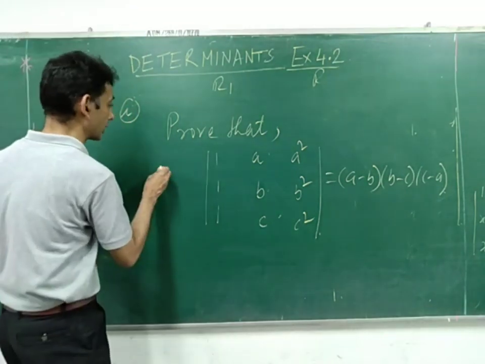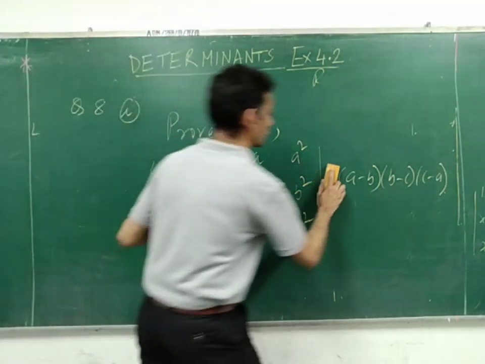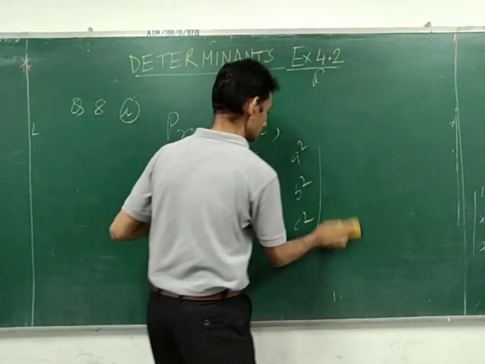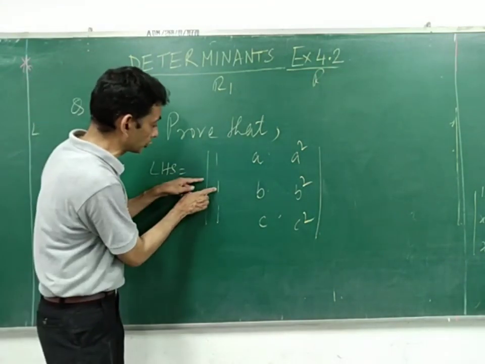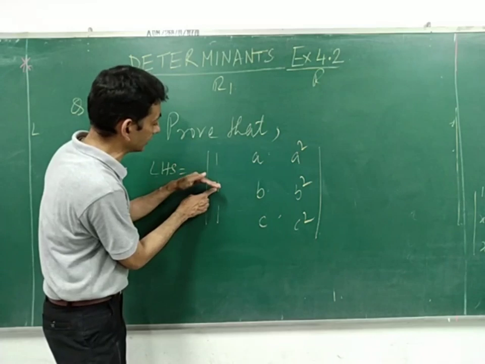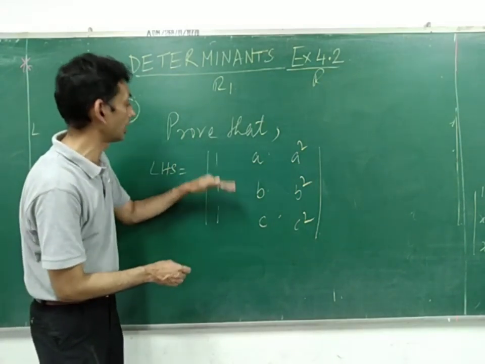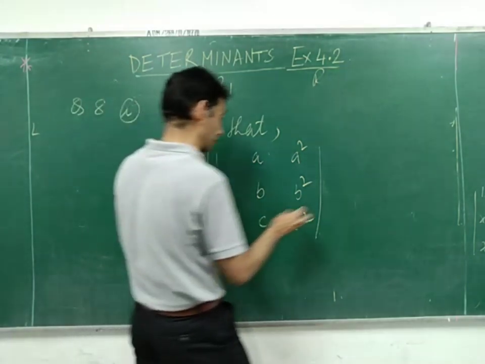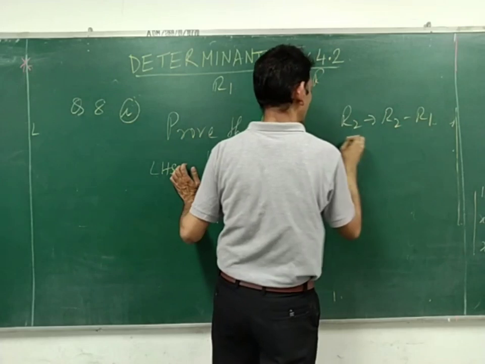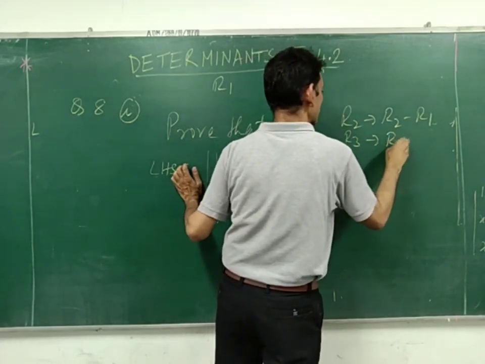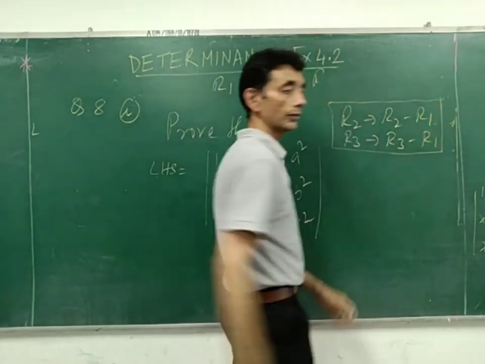So we'll take this one as the left hand side. What operation are we going to use? Since we are going to make this 1, 0, you can just subtract R1 from R2, and also subtract R1 from R3. So we are going to use those operations, that is R2 minus R1 and R3 minus R1. These steps are very, very important.